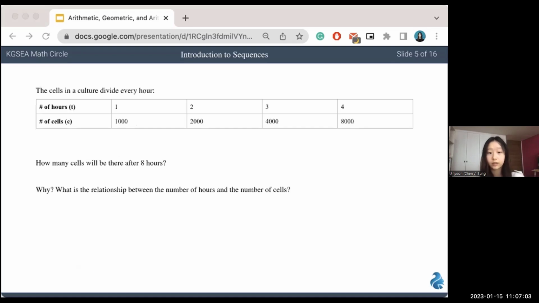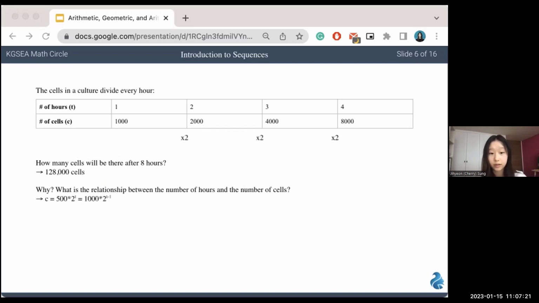Now let's try to define another common sequence called the geometric sequence. So this table shows a number of cells in a culture that divide every hour. How many cells will be there in 8 hours and why? What is the relationship between the number of hours and the number of cells?